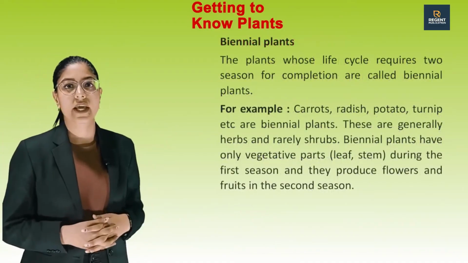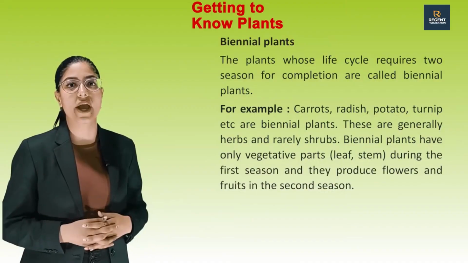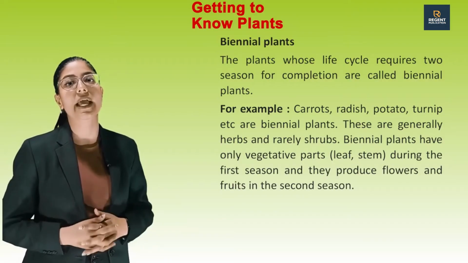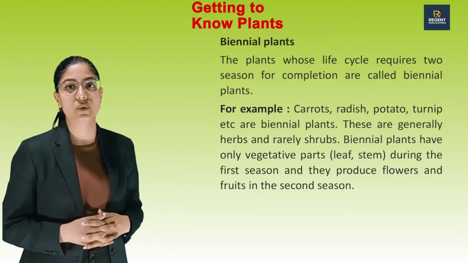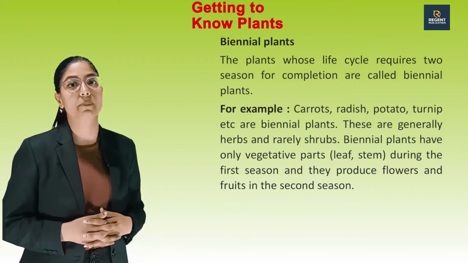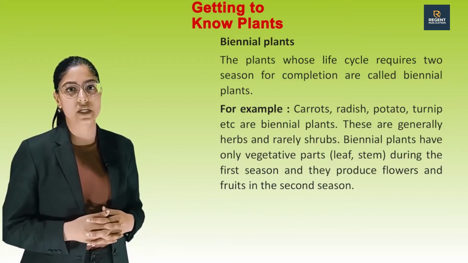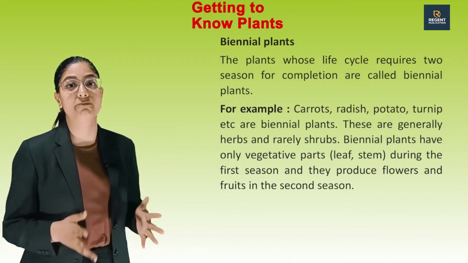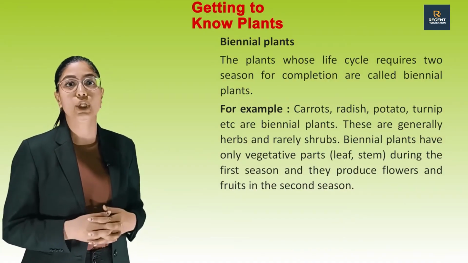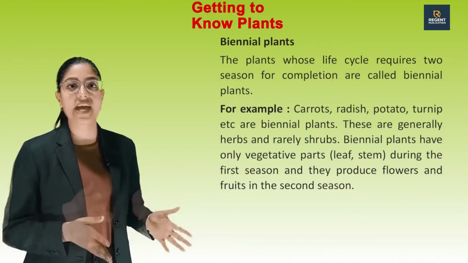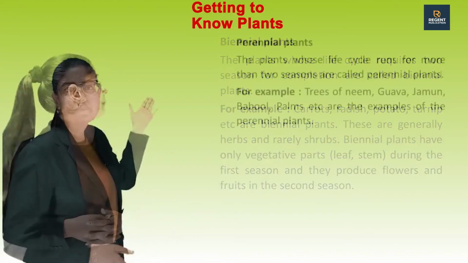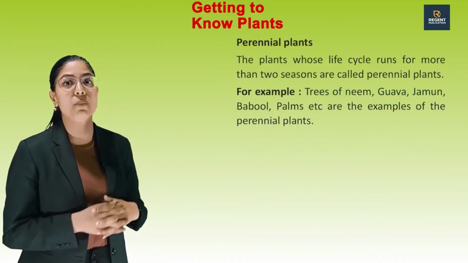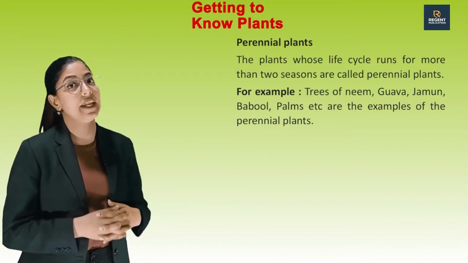Biennial plants. The plants whose whole life cycle requires 2 seasons for completion are called biennial plants. For example, carrot, radish, potato, turnip, etc. are biennial plants. These are generally herbs and rarely shrubs. Biennial plants have only vegetative parts, leaf and stem, during the first season and they produce flowers and fruits in the second season. Perennial plants. The plants whose life cycle runs for more than 2 seasons are called perennial plants.